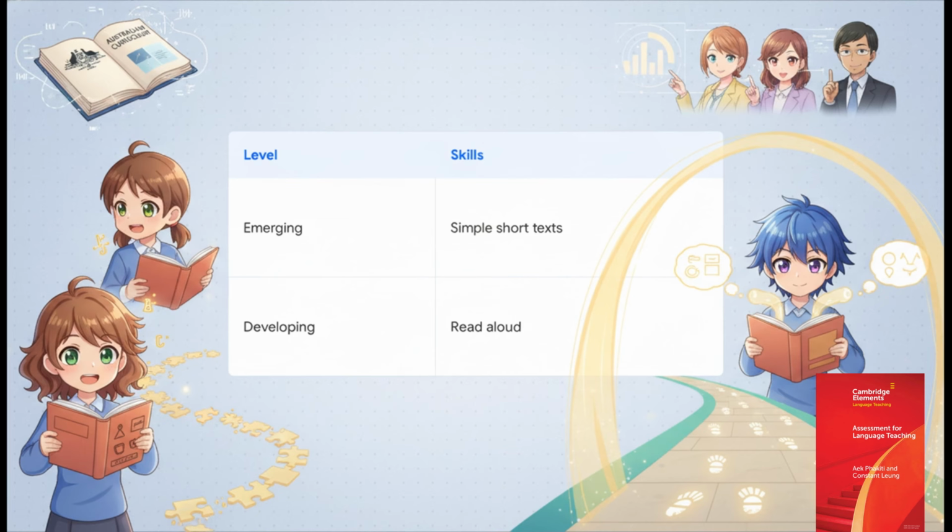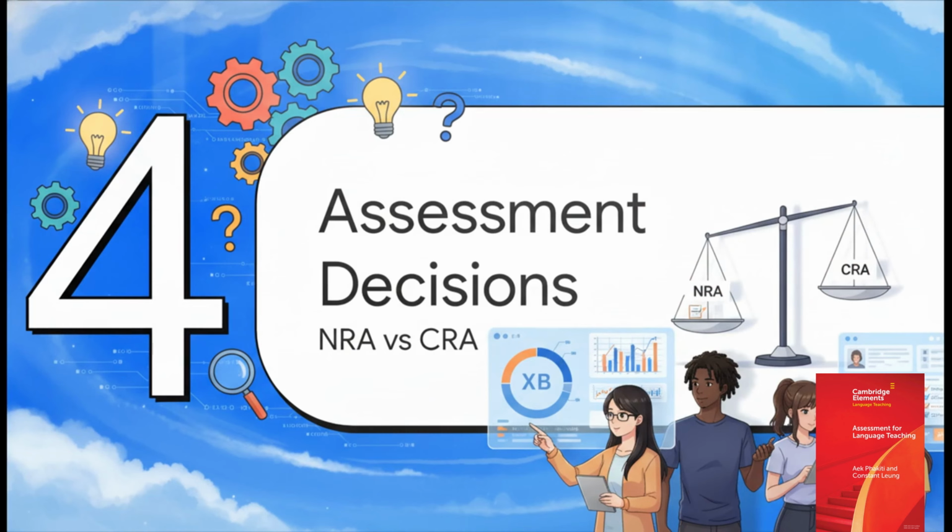A developing student, however, has moved to a point where they can identify the main purpose of a text and read aloud with some fluency. As a teacher, you use these specific, standardized benchmarks to differentiate exactly where a student's ability currently lies. The whole purpose of these standards is to give you a reliable, shared metric for measuring student proficiency. Next up is Section 4, Making Assessment Decisions.